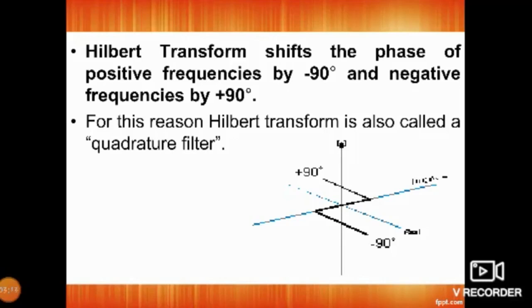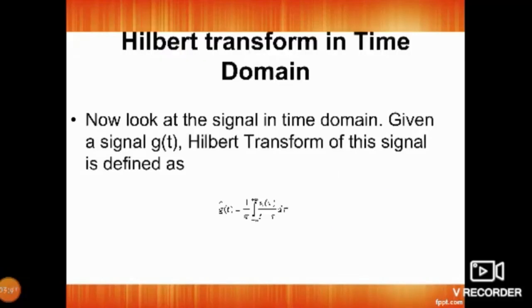The Hilbert transform shifts positive frequencies by minus 90 degrees and negative frequencies by plus 90 degrees. That is why we can say all the positive frequencies are shifted by minus 90 degrees and all the negative frequencies are shifted by plus 90 degrees. For this reason, Hilbert transform is also called a 90 degree phase shifter or quadrature filter. So cos is given as input to the Hilbert transformer.